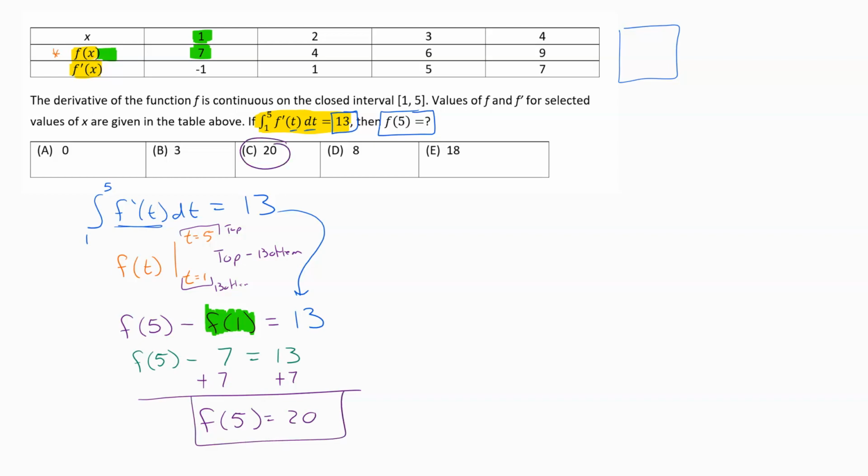So don't let the letter on an antiderivative trip you up. Remember, this is just a definite integral. And go through the natural definite integral steps and you will see that you can solve for the piece you're trying to find.